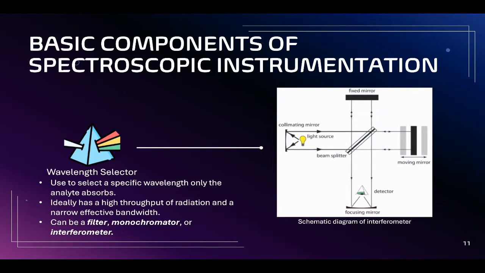Interferometers exploit the interference of light waves to select specific wavelengths. Radiation from the source is focused on a beam splitter that reflects half of the radiation to a fixed mirror and transmits the other half to a movable mirror. The interference between the two beams produces an interference pattern that depends on the wavelength of light.